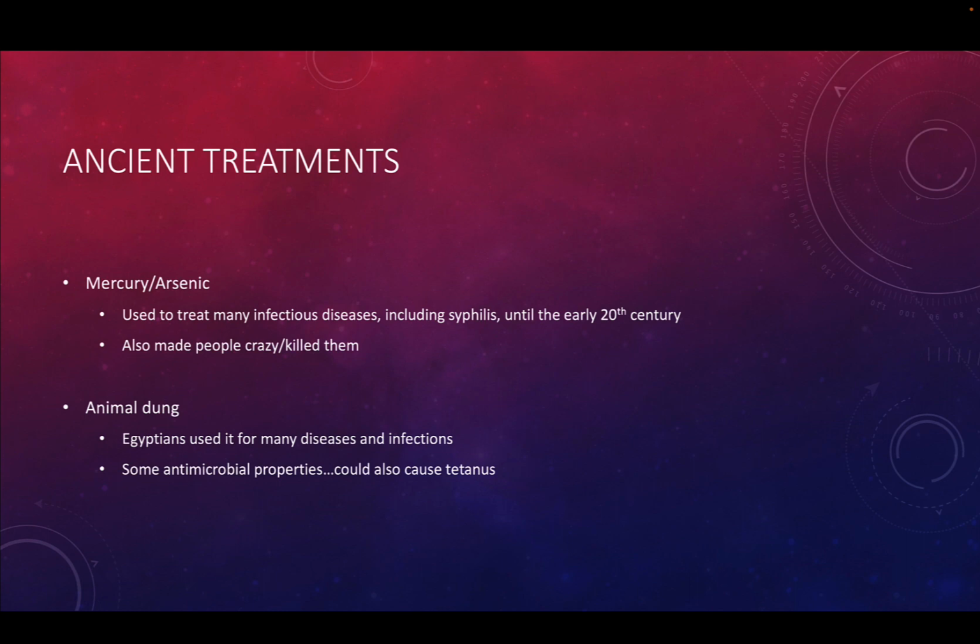Animal dung was also used as a type of treatment. The Egyptians used it for many diseases and infections. It does have some antimicrobial properties, mostly because antibiotics are compounds that are made by microorganisms and they can use them to fight one another. So sure, the animal dung could have some antimicrobial properties. It could also have microbes, like the one that causes tetanus.